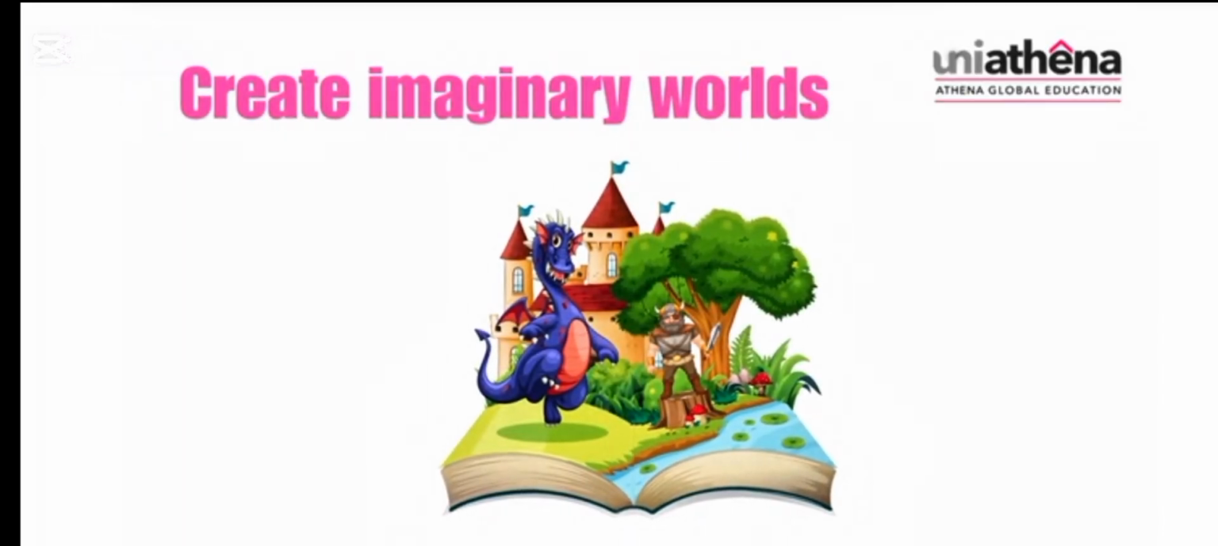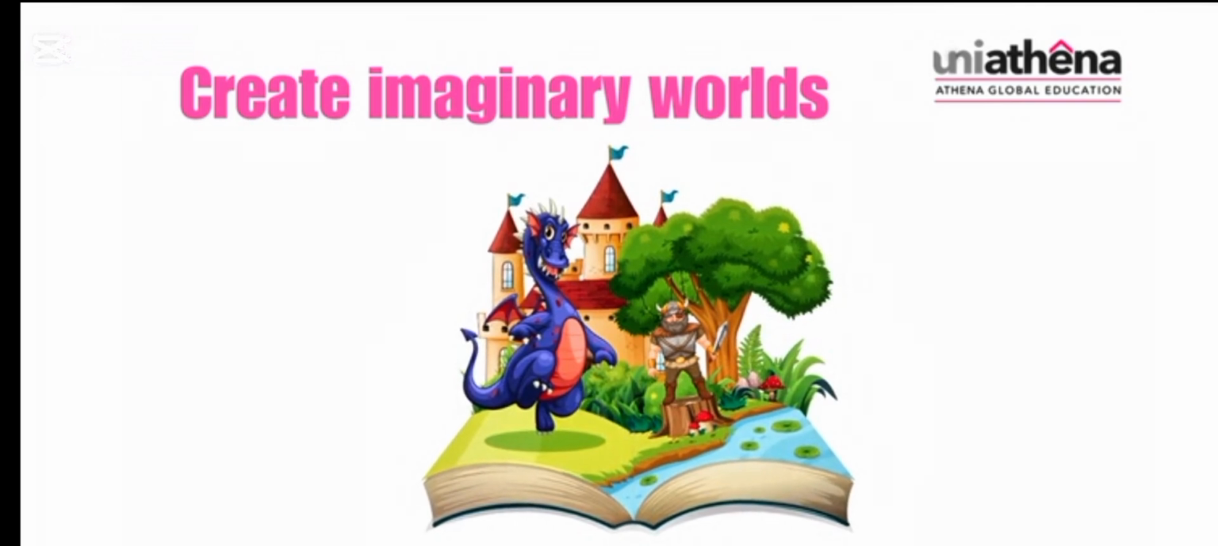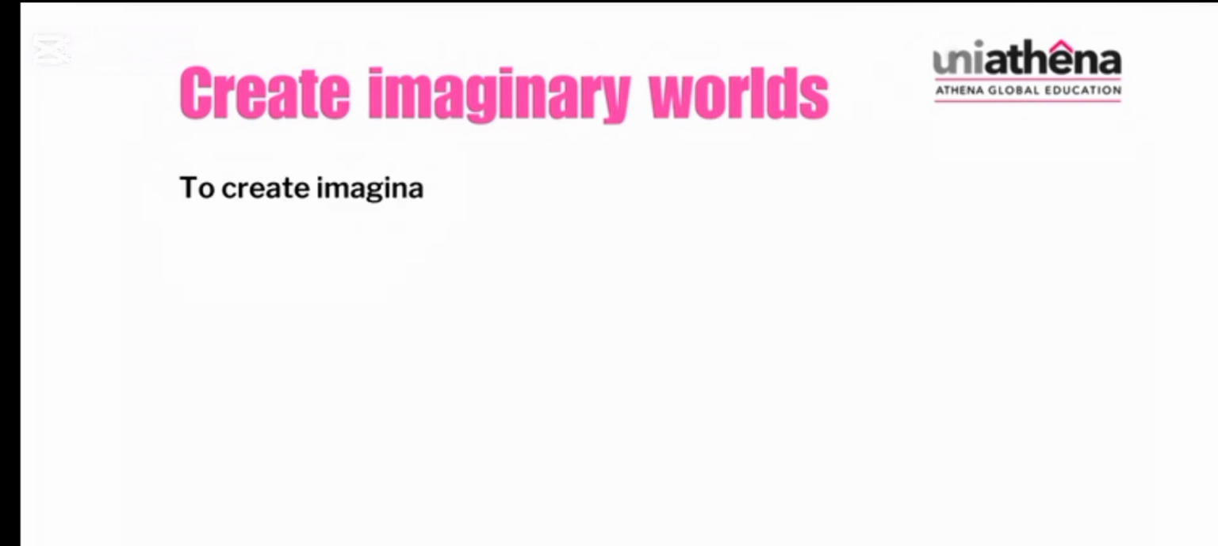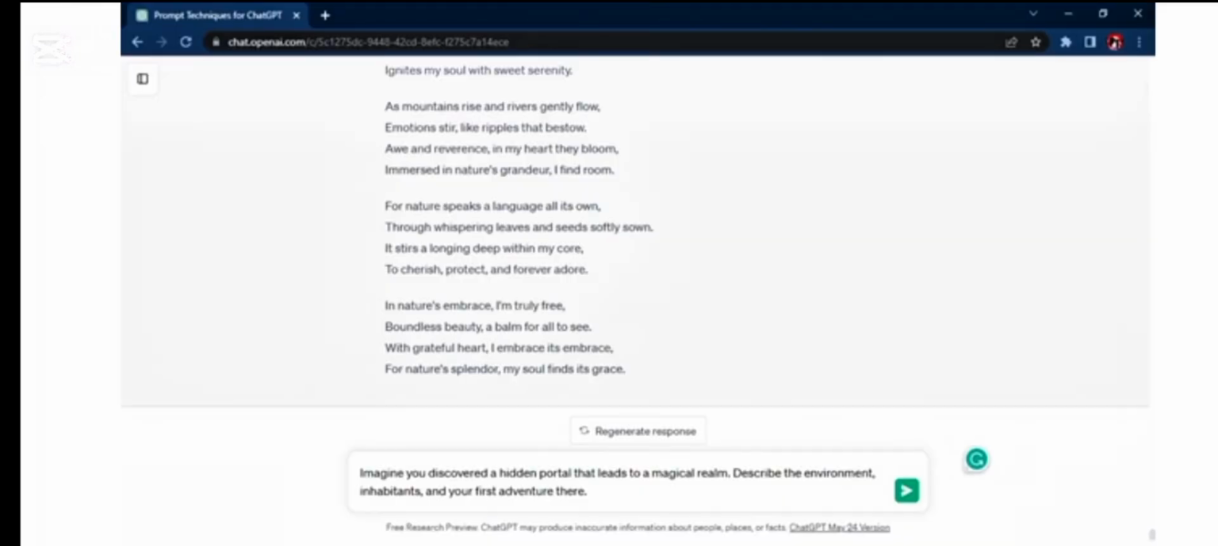Technique 9. Create imaginary worlds. Let ChatGPT's imagination run wild by asking it to create imaginary worlds with unique settings, creatures, and rules. This allows for limitless creativity. Imagine you discovered a hidden portal that leads to a magical realm. Describe the environment, inhabitants, and your first adventure there.